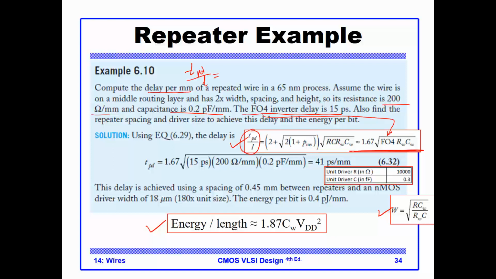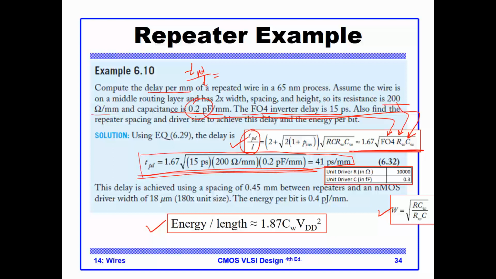The resistance of the wire is 800 ohms, and the capacitance of the wire is 0.2 picofarad. Now, this is basically what we achieve here. If we limit our delay... I'm sorry, so this is the delay per 1 millimeter.